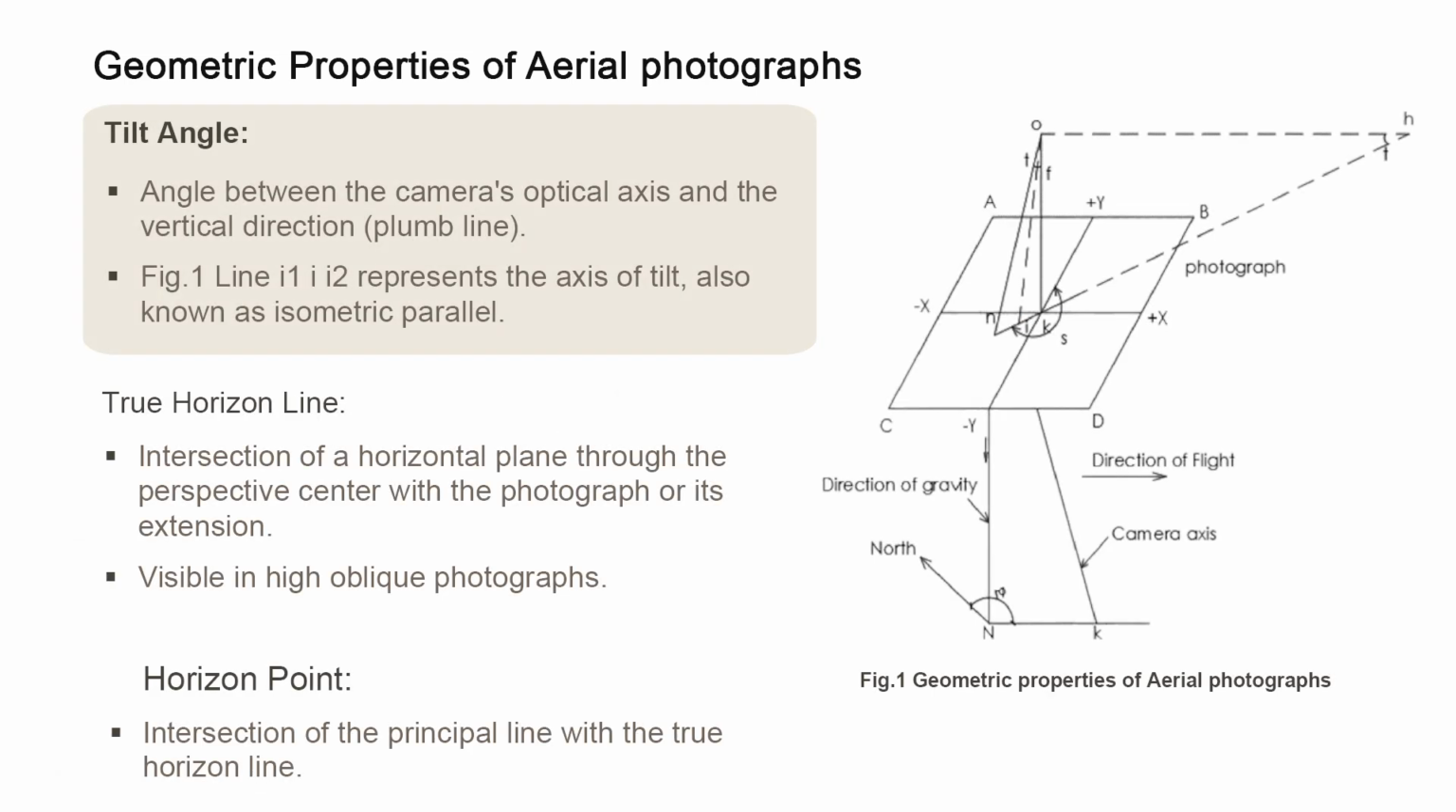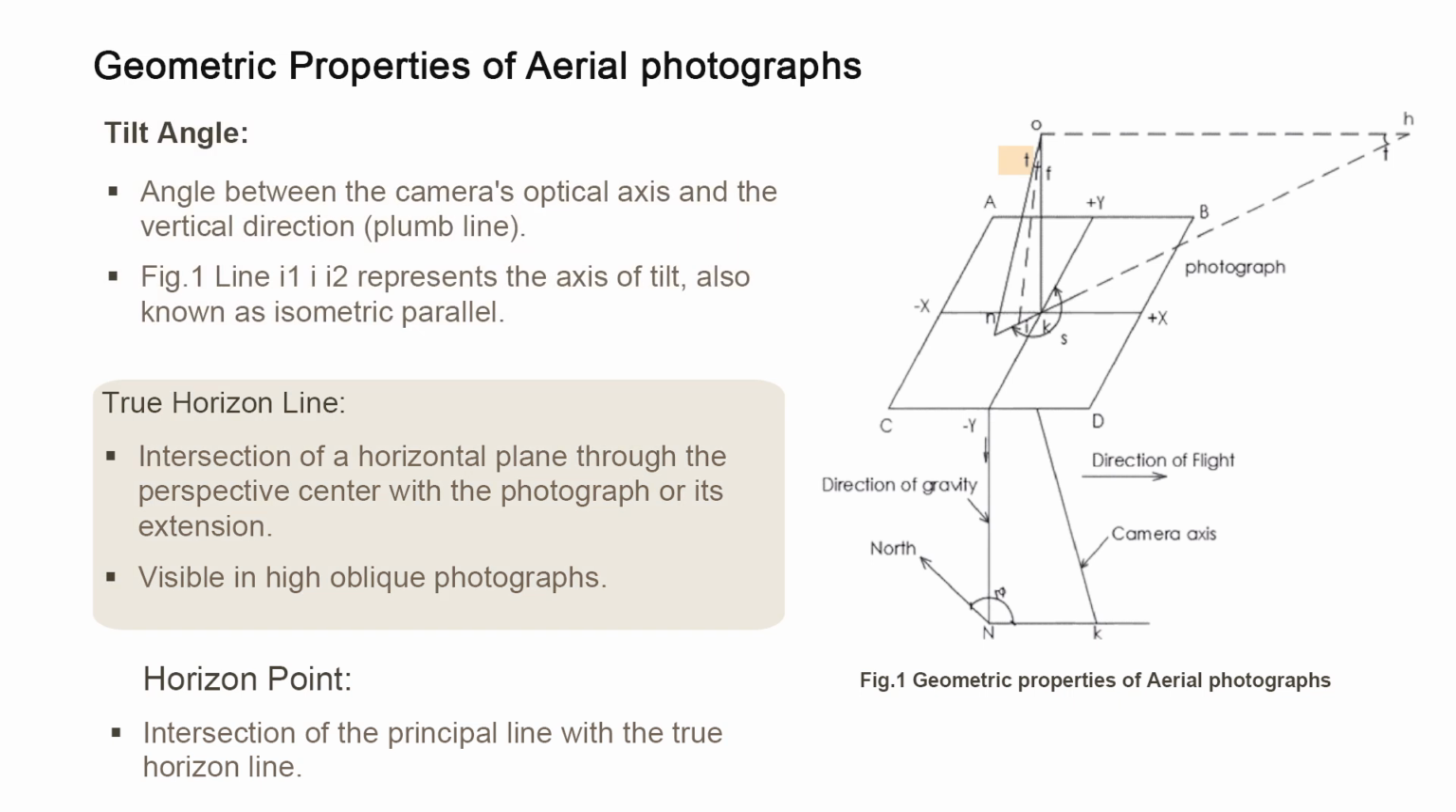Tilt angle. The angle of tilt, which is also simply called tilt, is the angle between the camera's optical axis and the vertical direction, which is a plumb line, at the time a photograph is taken. The line I1 I2 in the figure is the axis of the tilt. As we can notice, all the lines are perpendicular to the principal line, so it is also known as the isometric parallel.